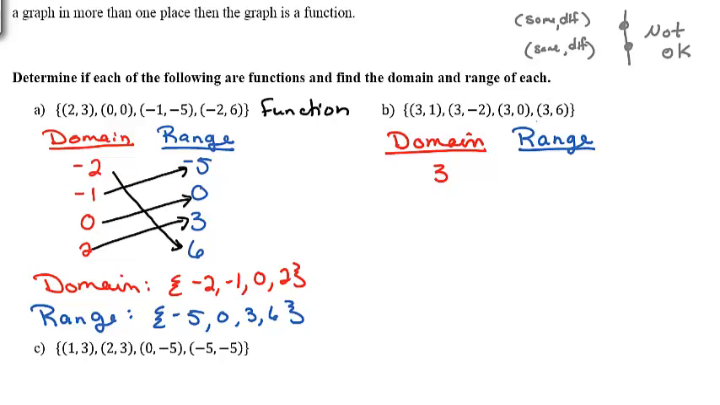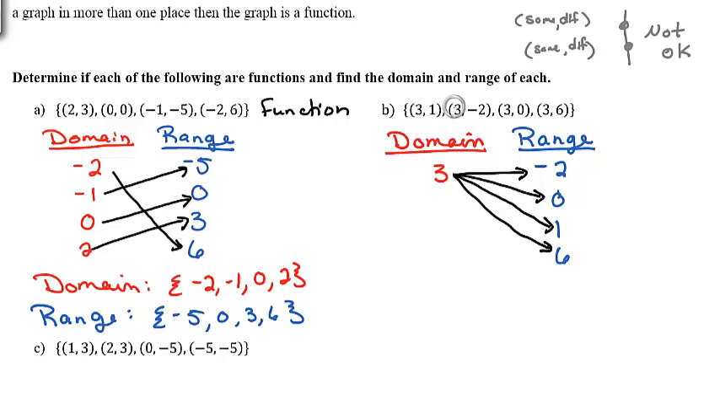So I'm going to list all of those, starting with the smallest. That would be the -2. And then we have 0, 1, and 6. And then we're going to draw arrows. So we have the point (3, 1), so we're going to draw an arrow from the 3 to the 1, and then (3, -2), and then (3, 0), and finally (3, 6).